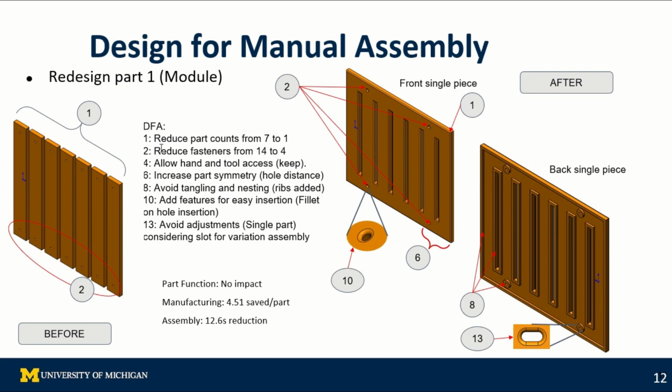There are some principles like reduce the part count from 7 to 1, reduce the fasteners from 14 to 4, increase the part symmetry, add some new ribs, new features for ease of insertion, and new features to absorb variation included in the same part.